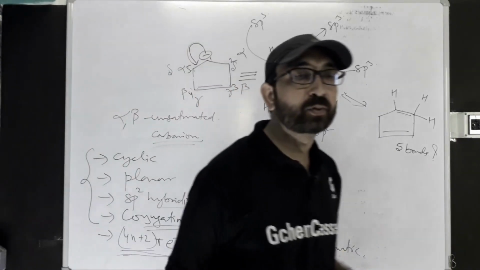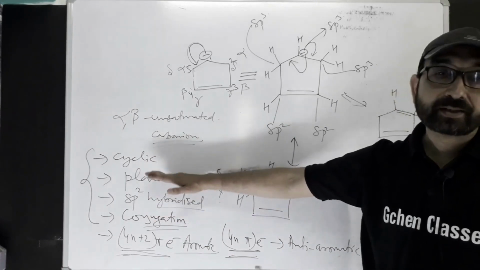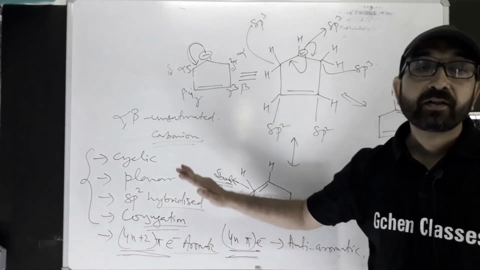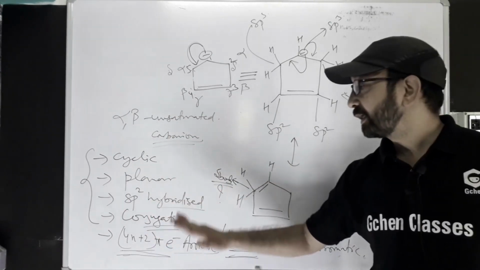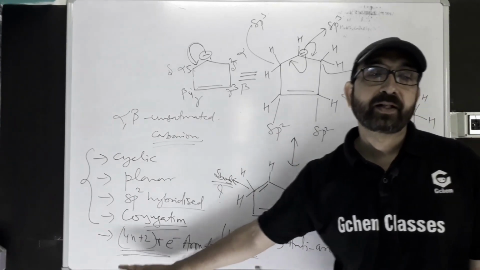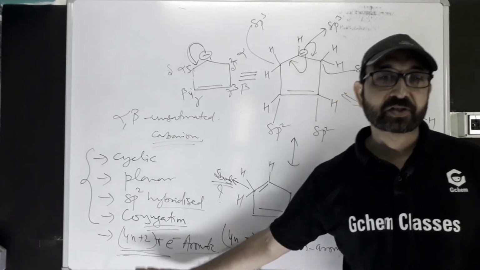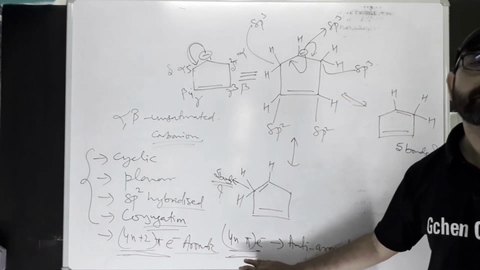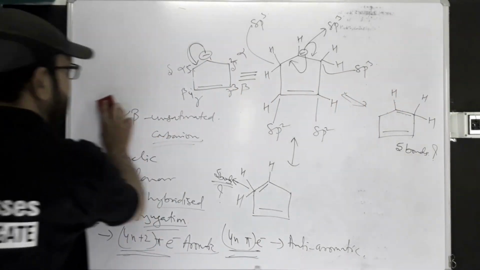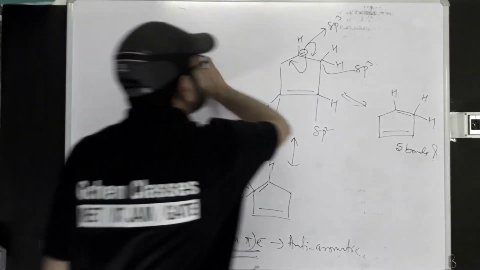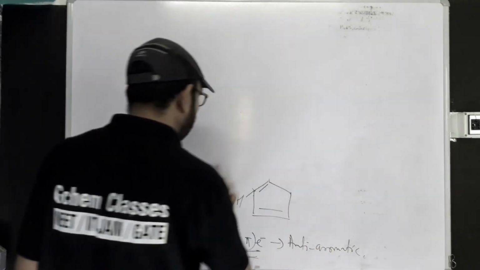So first you have to find out whether it's cyclic, whether it's planar, whether it's sp2 hybridized, whether conjugation is possible or not. If everything is fixed, then you have to come to the 4n plus 2 pi electron system or the 4n pi electron system. If it follows 4n plus 2 pi electron, it is aromatic. If it follows 4n pi electron, then it is anti-aromatic. Let's see one example, then we will discuss the concept. We will discuss the examples, because example discussion is required more.